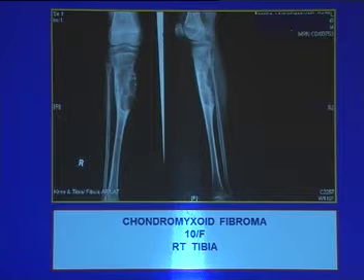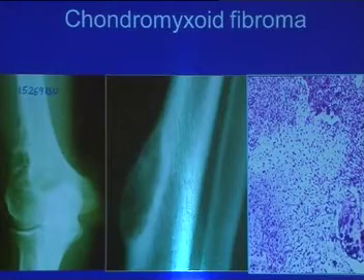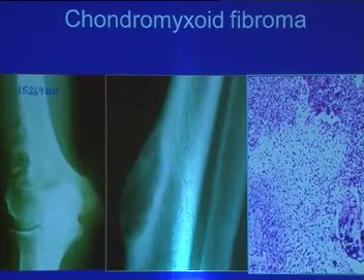The next is chondromyxoid fibromas, and we saw a lot of these yesterday. These tumors are often on the cortex and have a slightly bubbly appearance. They are in the metaphysis, and this is one such tumor in a 10-year-old girl. We have seen huge chondromyxoid fibromas and all the varieties. This is one which was restricted to the cortex.